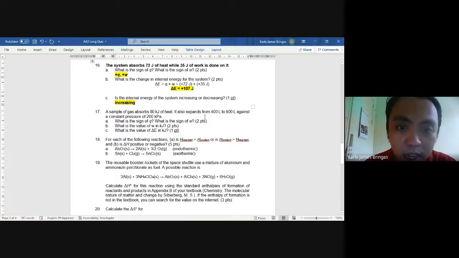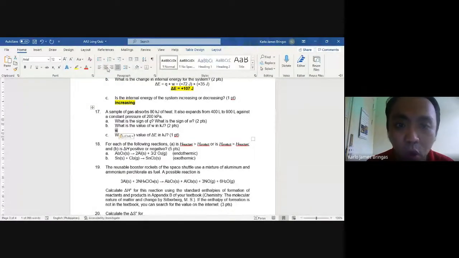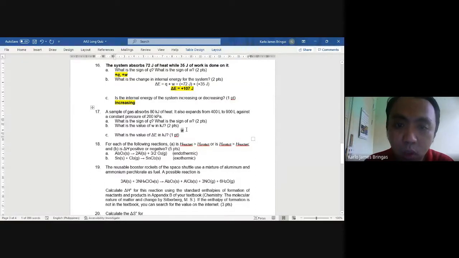So that's number 16. Number 17 also deals with internal energy pa rin. So letter A, so actually we need to be able to solve letter B pa muna to be able to answer this one. So in this particular situation that we have in number 17, it says here that our sample of gas absorbs 80 kilojoules of heat. Additionally, it also expands from 400 liters to 900 liters against a constant pressure of 200 kilopascal.